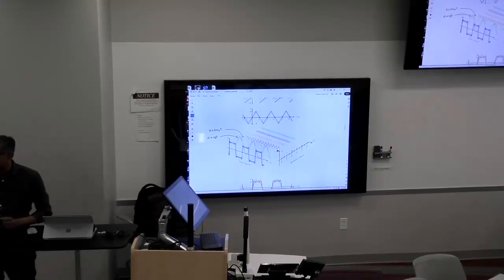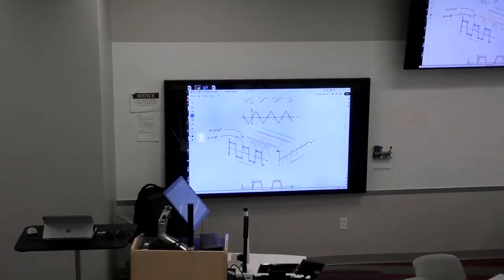For e to the j 2 pi t, would the period be 2 pi, and would the angular frequency be 2 pi radians per second? The period would not be 2 pi. The period would be 1 second. It's just like sine 2 pi f t, so f is 1. If I measure frequency in hertz, 1 hertz is the frequency. That means the time period is 1 second. But since I'm measuring frequency in radians per second, it's 2 pi radians per second.